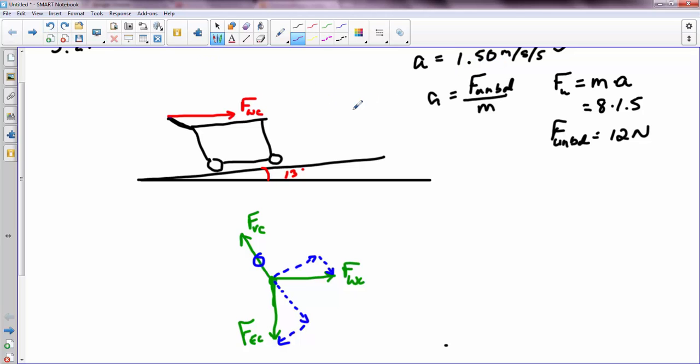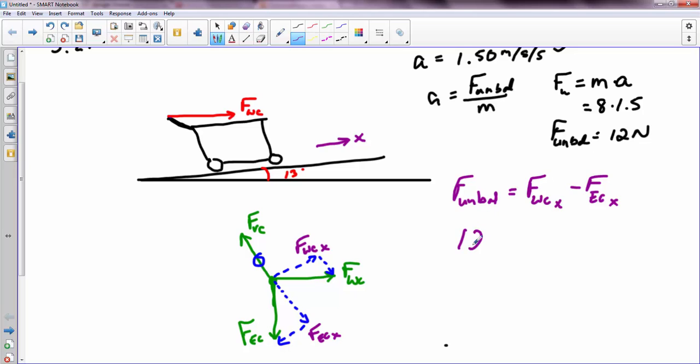Okay, so let me go ahead and write that little equation. The unbalanced force is the difference between, I'm going to call this the force of the woman on the cart in the x direction. I'm going to call x the direction that is parallel to the surface. And I'm going to call the Earth's component force in the x direction FECX. So it's going to be the woman's force on the cart minus the Earth's force on the cart down the ramp. This is a negative direction right here. Okay? So we know the unbalanced force is 12.